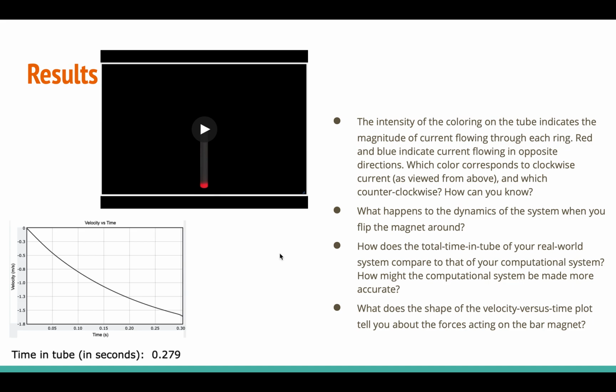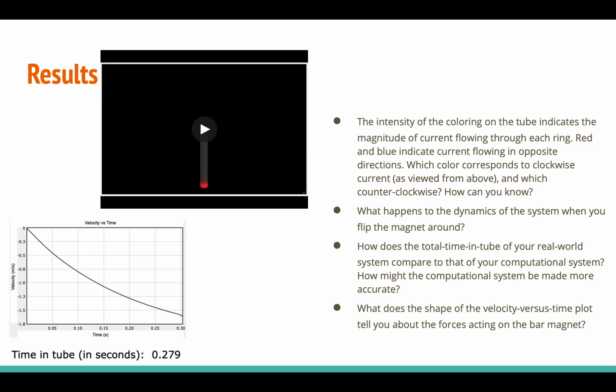The intensity of the coloring on the tube indicates the magnitude of the current flowing through each ring. Red and blue indicate current flowing in opposite directions. Which color corresponds to clockwise current and which to counterclockwise? Counterclockwise is represented by the red, and clockwise is represented by the blue. We can tell this through Lenz's law. What happens to the dynamics of the system when you flip the magnet around? Our current flow would be opposite to what is present now.